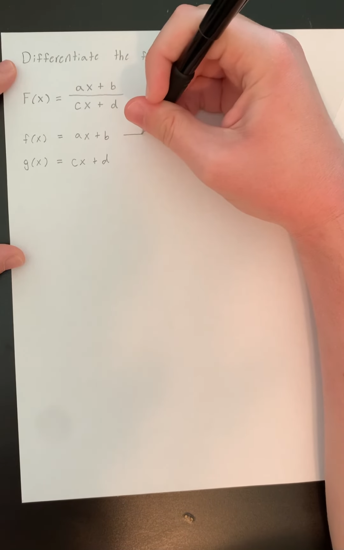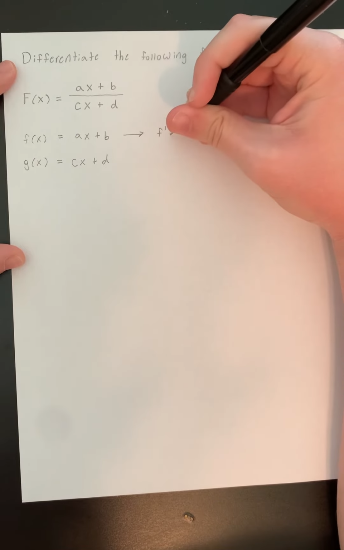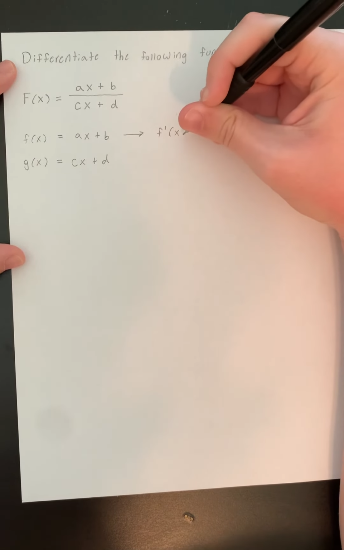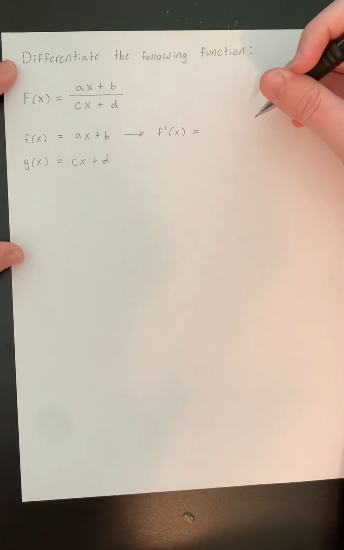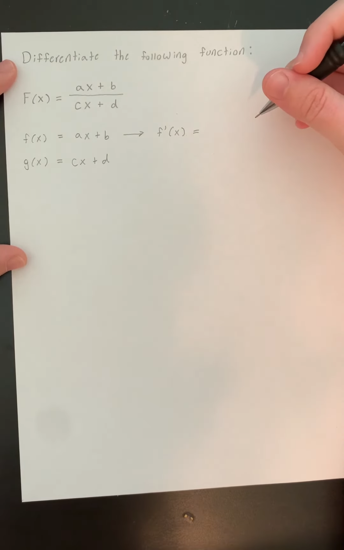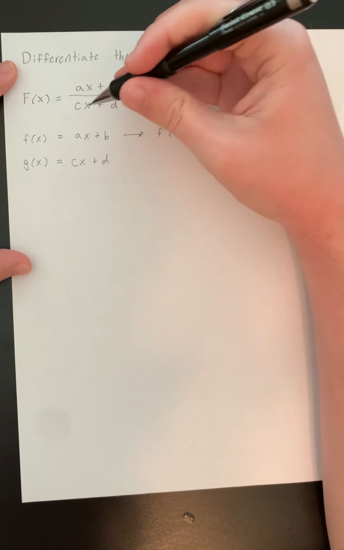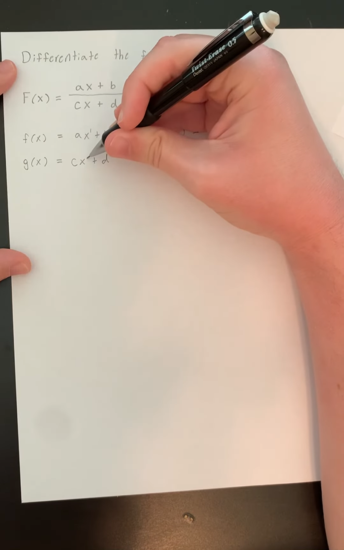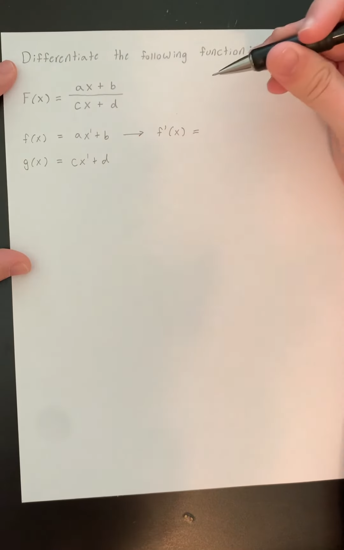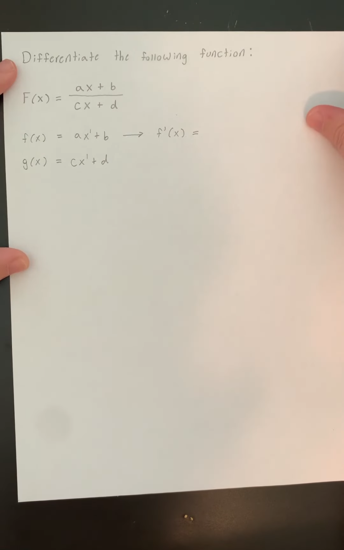Let's start with our little f. We rewrite that as follows: f prime of x equals, and now we're just going to differentiate it. Just to make sure we're all on the same page, remember that when you see an x like this, it does have a 1 in the exponent. We just, by convention, don't write it. So it's important to remember that.